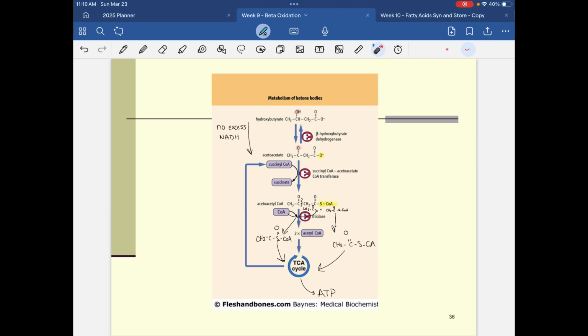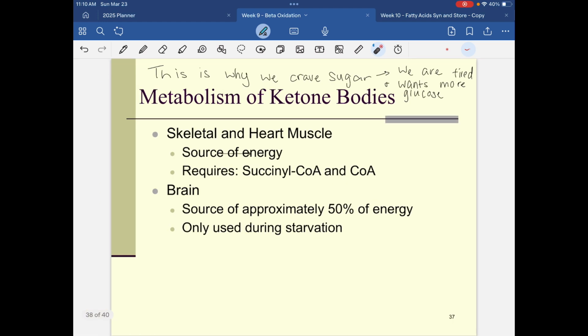So the whole point of making ketone bodies is for transport. This is why I like the brain as an example. We can't necessarily take acetyl-CoA and put it in the brain, but we can take a ketone body, put it into the brain, make it back into acetyl-CoA, and use that to make energy. So skeletal and heart muscle, we like it for, and of course, like I said, the brain.